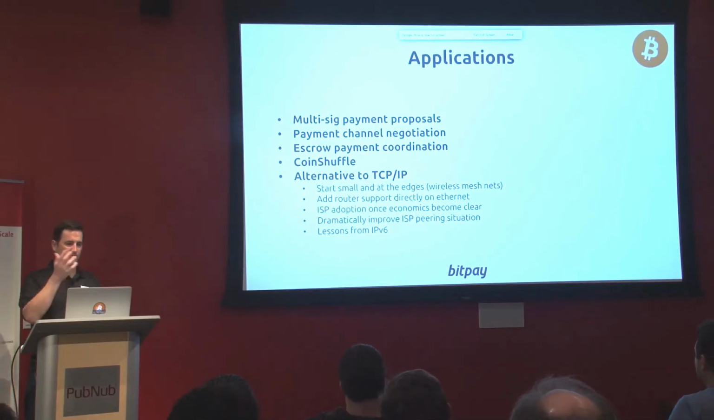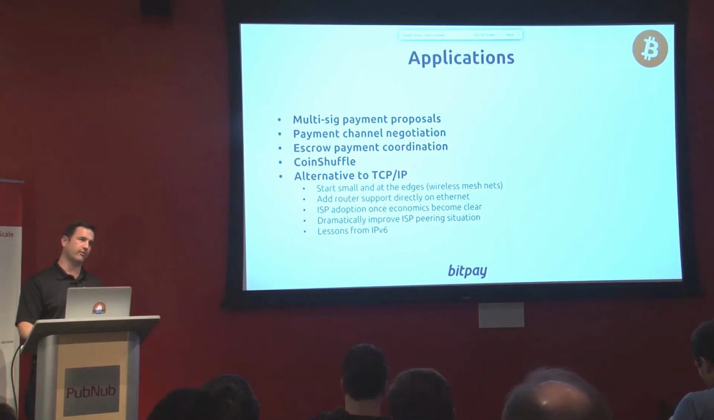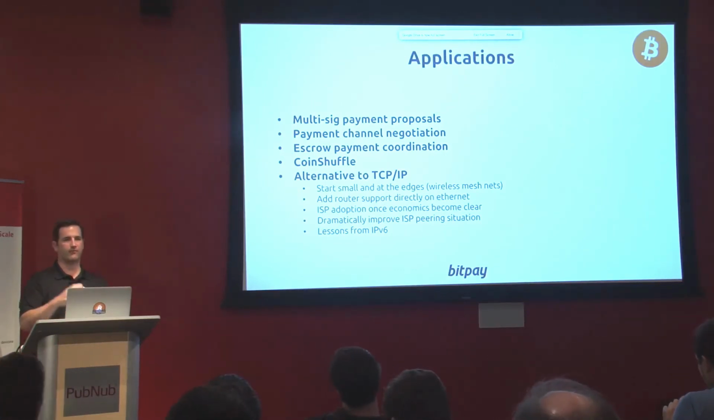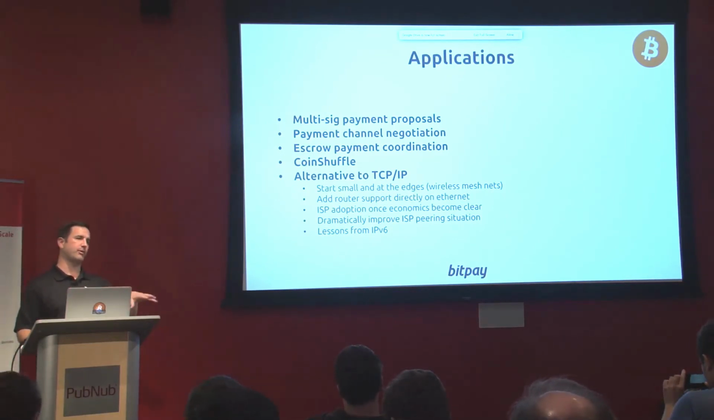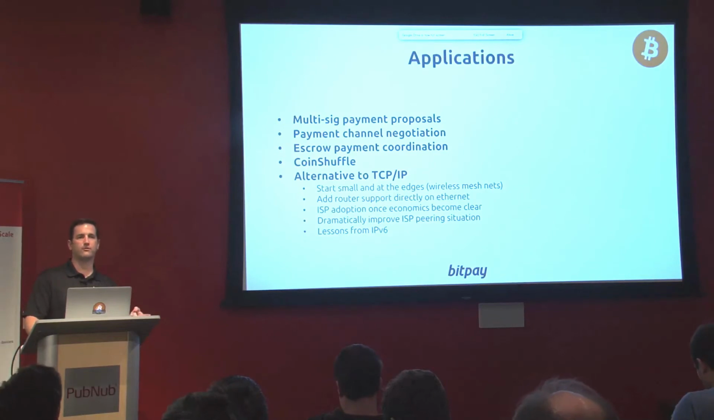All right, so applications, here's where we're coming back to that. Multi-sig payment proposals, that's in CoPay. If I want to create a multi-signature transaction, I've got a 2 of 3 multi-signature wallet, so 3 people participating. You need 2 signatures for a valid transaction. If you want to spend money from that wallet, one of those 3 people needs to create the initial transaction that does the spend.